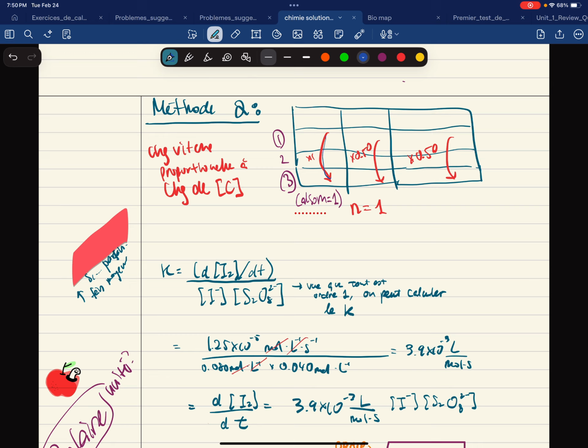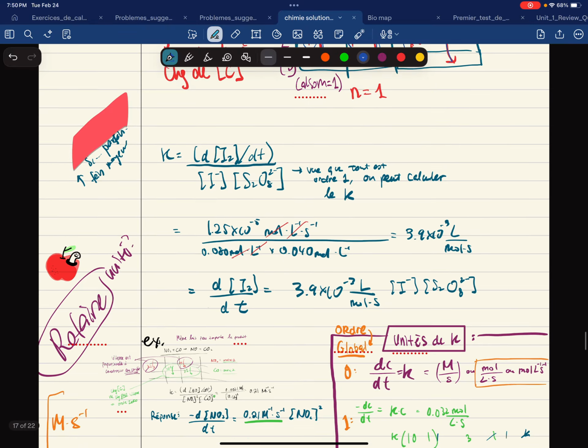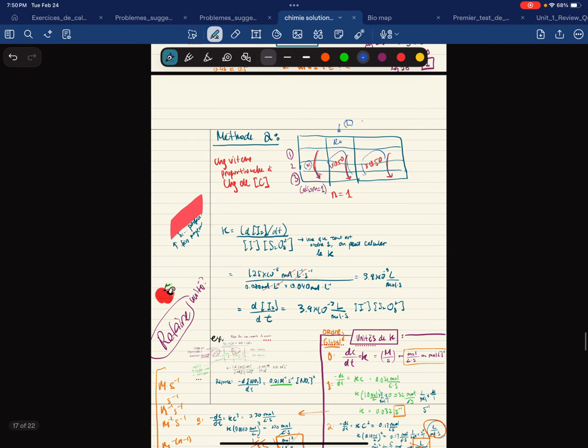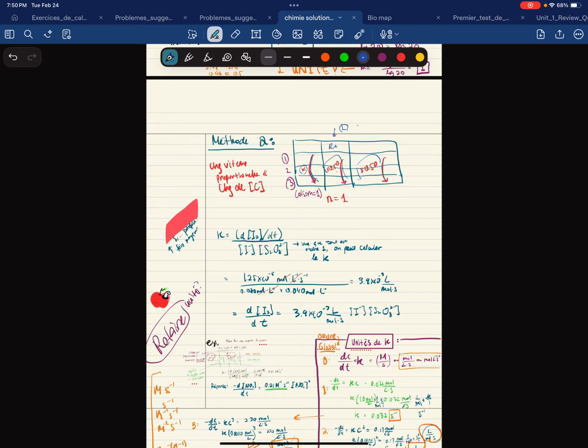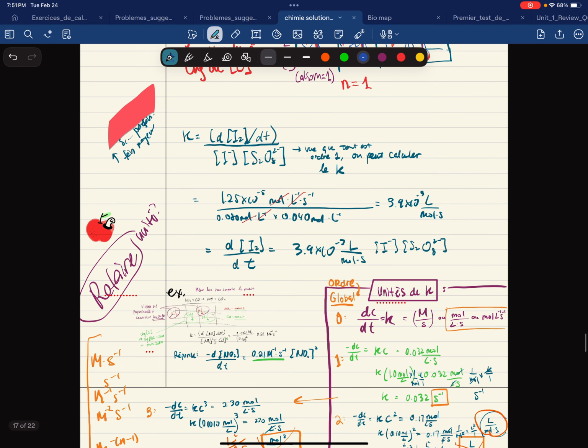If this goes down half, the velocity goes down half, and this one also goes down half because the other one didn't change. Well, then you know that they're proportional. So the reactant here is of order 1. And if this one didn't change and the velocity went down by a factor of 4, well, now you know that this one is actually of order 2, because it's proportional to the square of that.